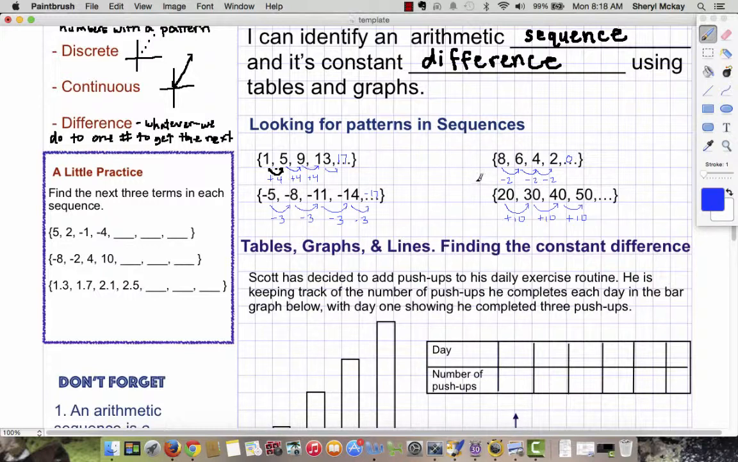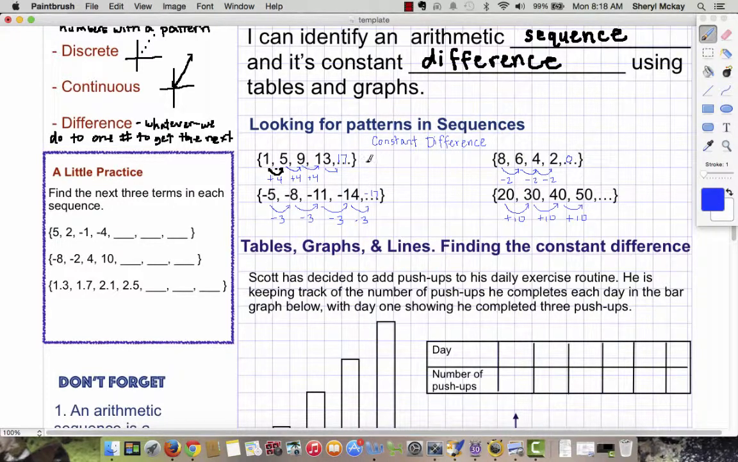That number is called the constant difference. So I'm going to write constant difference. We say it's the constant difference. Sometimes you might hear it as the common difference, but either way, we're going to say it's the constant difference, and that's because it stays the same. It's constant, and we either add or we subtract. We do not multiply or divide, we only add or subtract. So it's the constant difference.